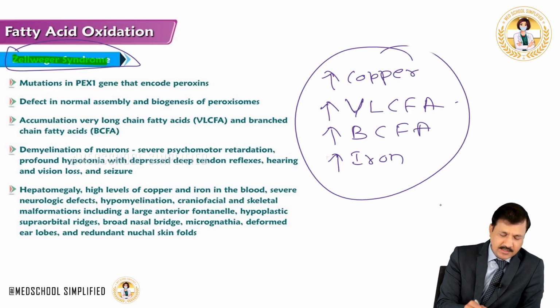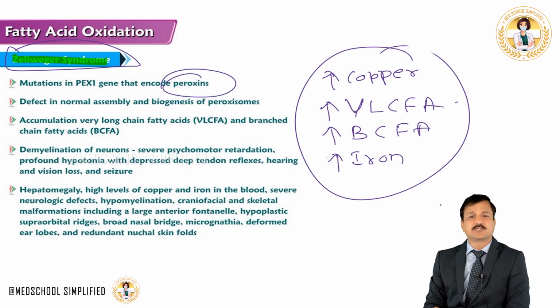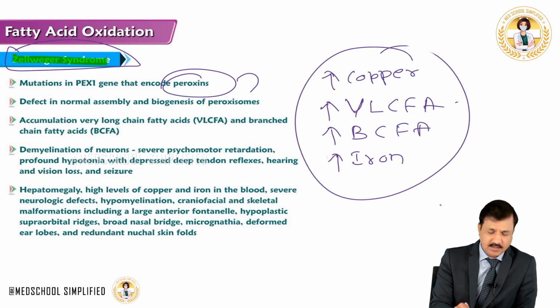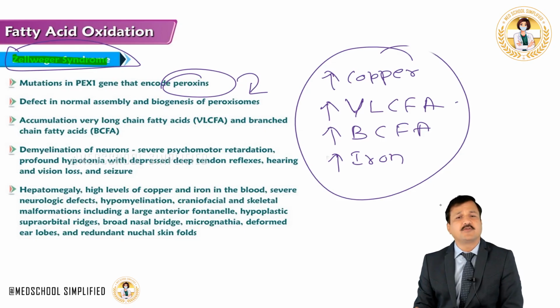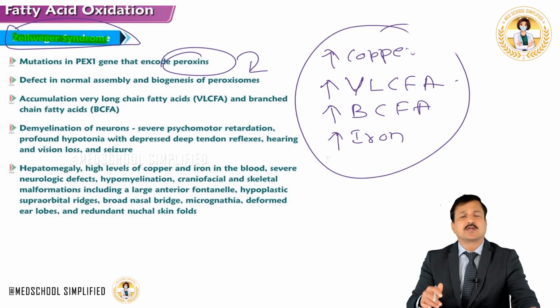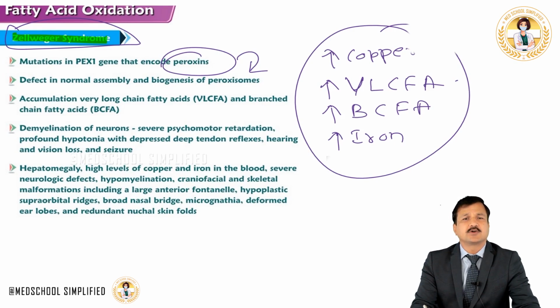That is Zellweger syndrome, and that's because of a mutation in the PEX1 gene, which codes for peroxins, and peroxins are the proteins that help in normal assembly of peroxisomes. So that's about oxidation of very long chain fatty acids and oxidation of odd number carbon fatty acids, and also we have covered propionic acidemia, methylmalonic acidemia, and Zellweger syndrome. Thank you.